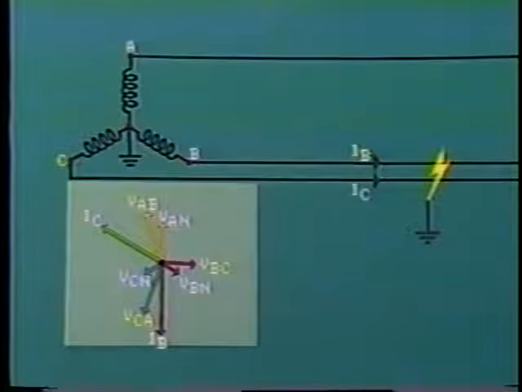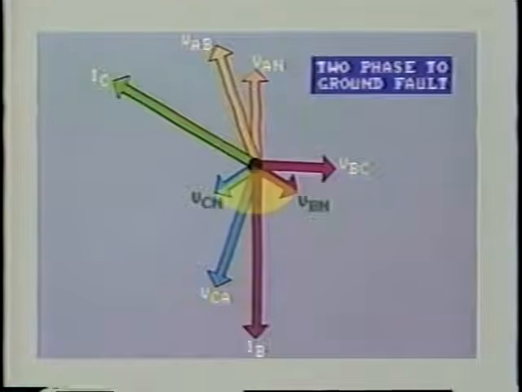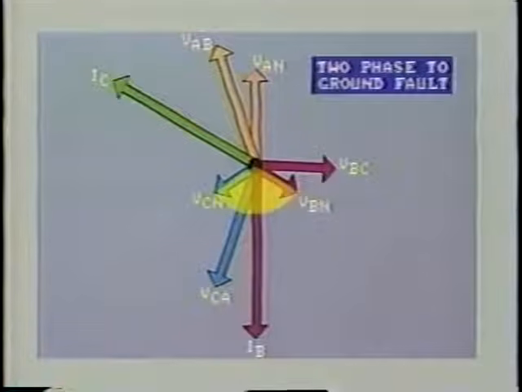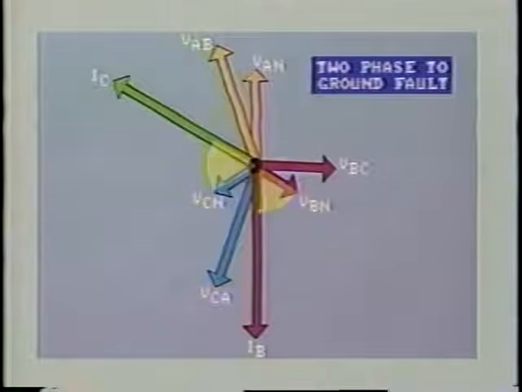The resultant phasor diagram is similar to that for the phase-to-phase fault, except the depressed voltages VBN and VCN remain at their pre-fault phase angles. The current in line B and line C lags by a large angle, and this is complicated by the fact that some fault current is flowing to ground.